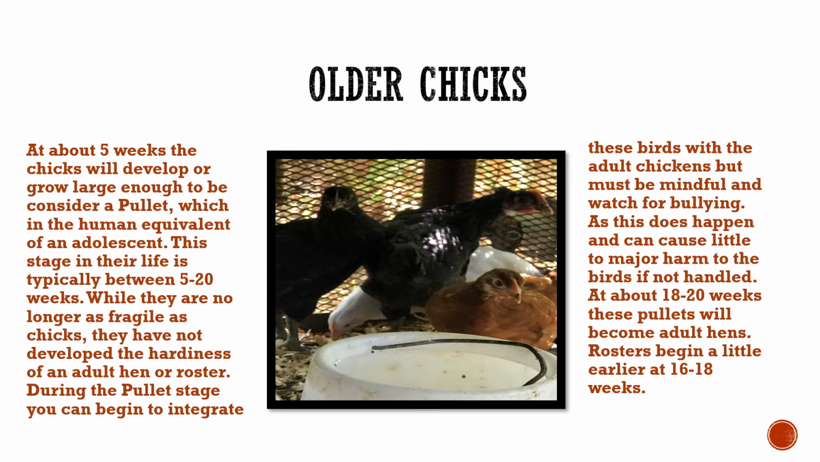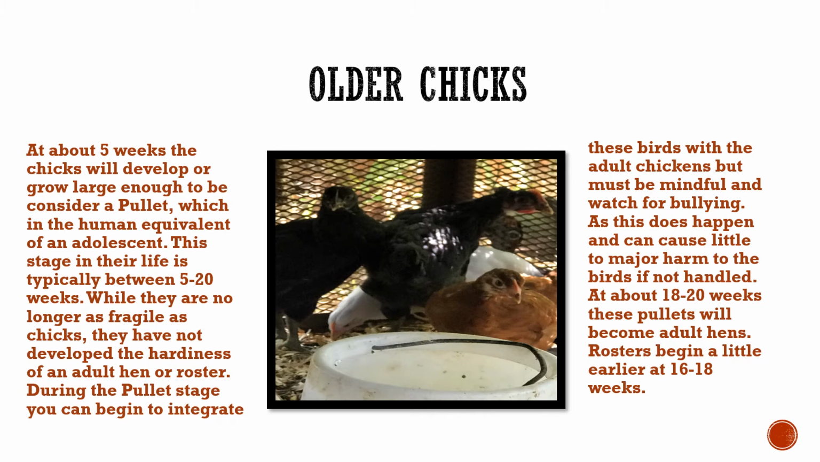Older chicks. At about 5 weeks, the chicks will grow large enough to be considered a pullet. That's what we call these. A pullet is just the human equivalent of an adolescent. So it's kind of like your teen stage for us. This stage in their life typically lasts between 5 to 20 weeks, give or take a little bit.